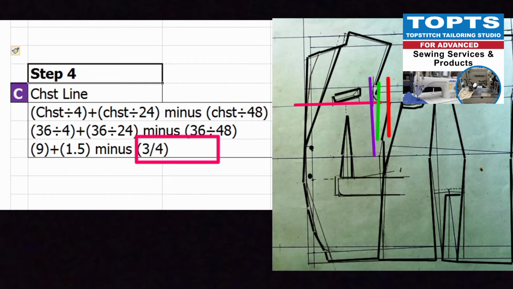Now this inwards 3/4 here, this is where you get the across front measurement. There is no need of measuring the customer across the front or across the back. These are the standard calculations. You just get the chest measurements divide by 4, minus chest measurements divide by 48, giving you the across front. That's for step number 4.